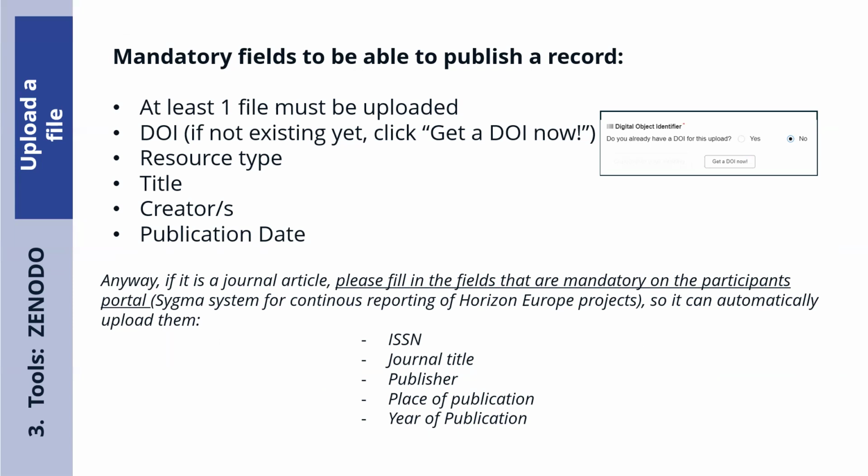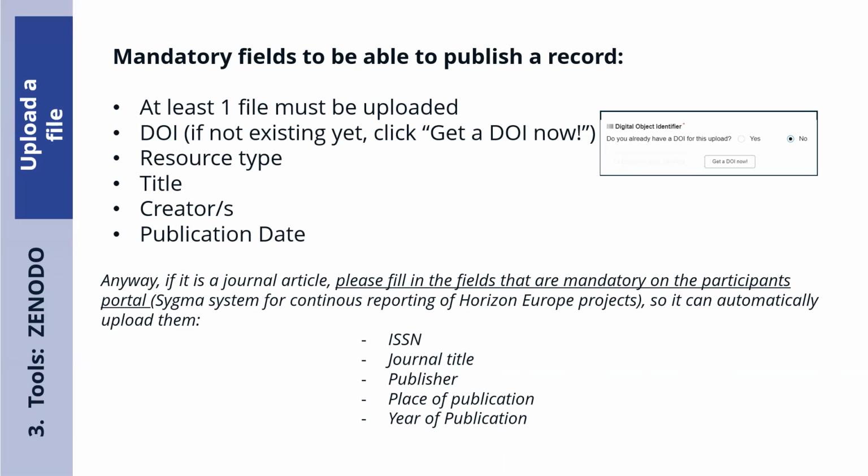This is a unique URL, which will be used to find your article unequivocally. You can either put the digital object identifier given by the journal, or if you don't have it or it doesn't exist yet, you can get one. You have to describe the type of resource, you have to include the title, you have to include the author or authors, which are called creators in Zenodo, and the publication date of the article.